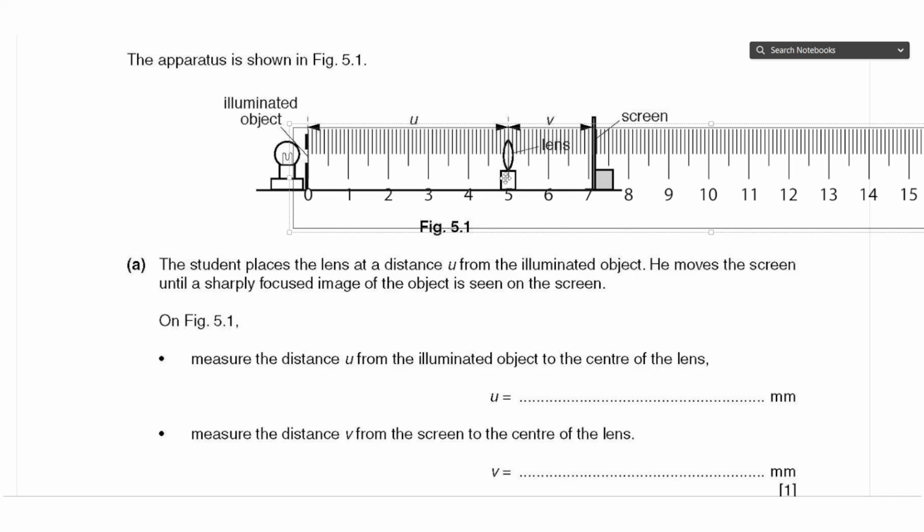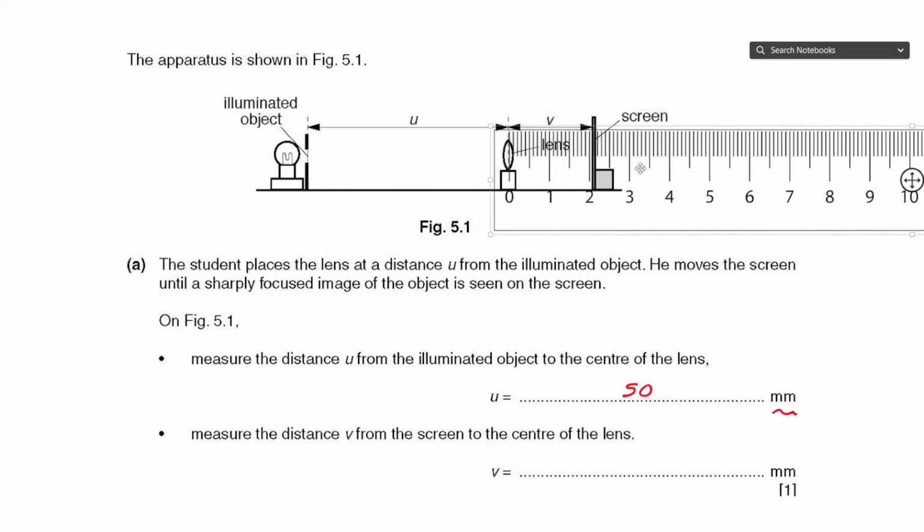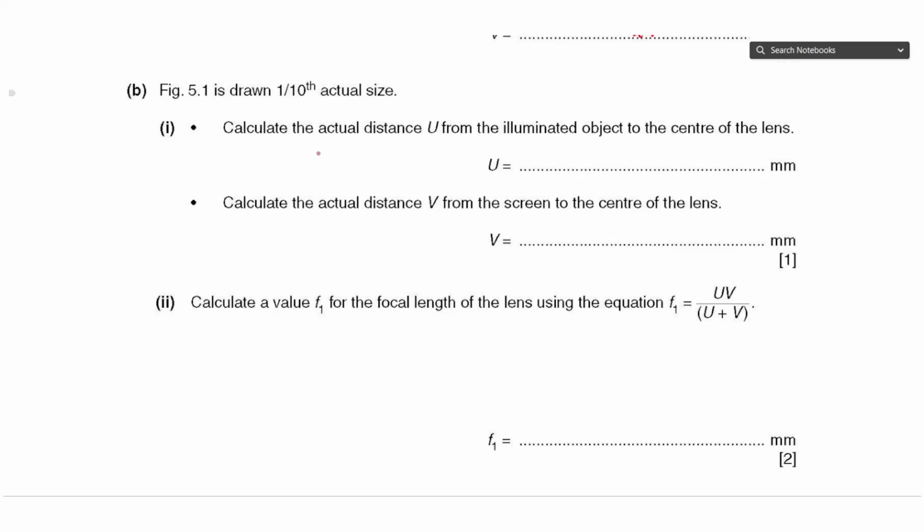So first u, this is 5 centimeters exactly, but the unit here is in millimeters, so we write it as 50. Now for v, this is 2.1 centimeters, so it is 21 millimeters. Figure 5.1 is drawn 1/10 the actual size. Calculate the actual distance U from the illuminated object to the center of the lens. So we multiply 50 by 10, since it is already divided by 10. That gives us 500 millimeters, and we multiply 21 also by 10 to get V.